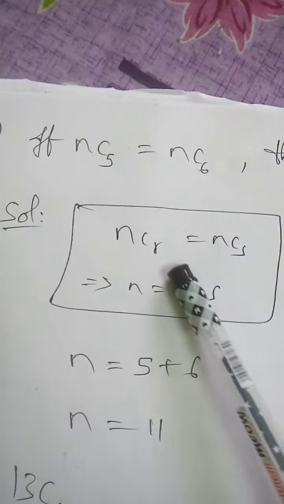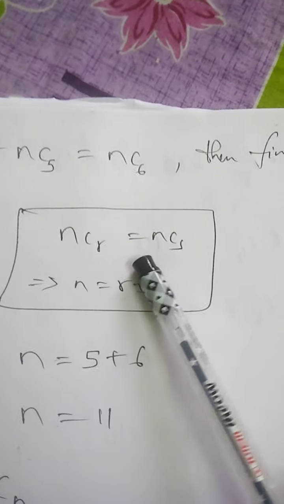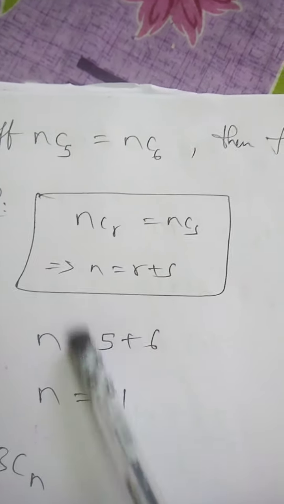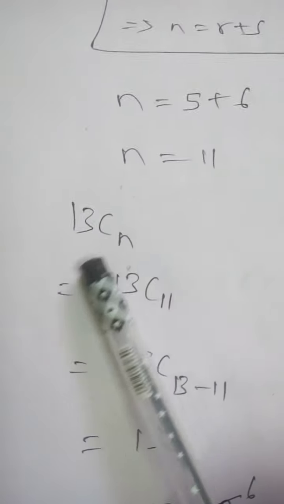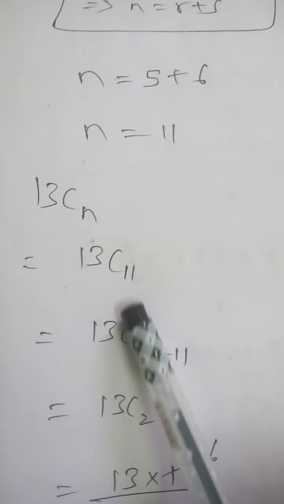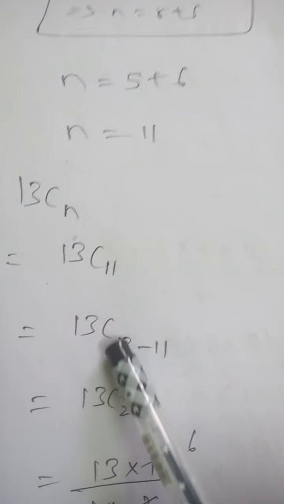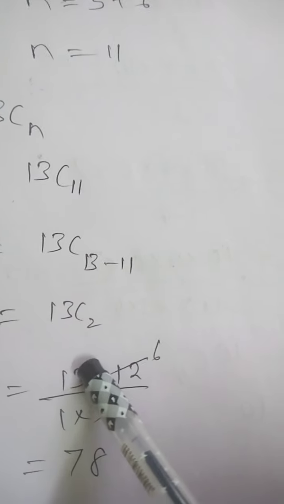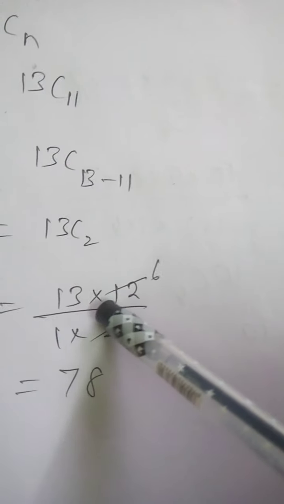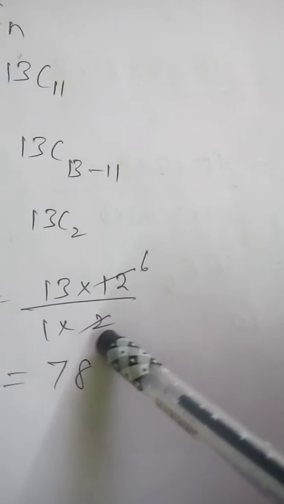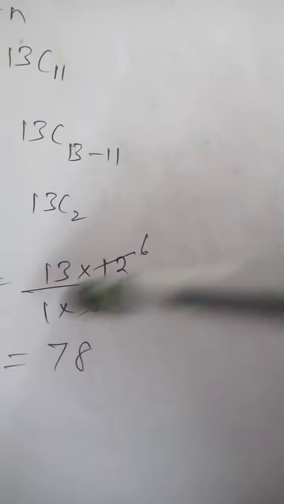If NC5 is equal to NC6, then find 13CN. We know the condition NCR is equal to NCS means N is equal to R plus S. So here N is equal to 5 plus 6, N is equal to 11. We have to find the value of 13CN, that is 13C11. 13C11 can be written as 13C(13 minus 11), 13C2. This can be written as 13 into 12 by 1 into 2. 2 sixes are 12, 13 sixes are 78.